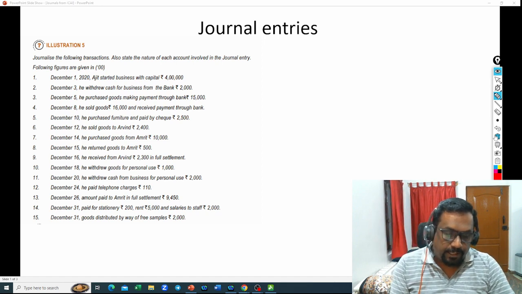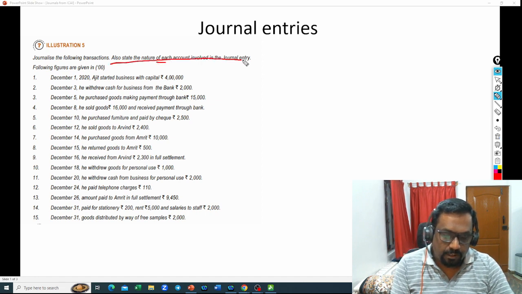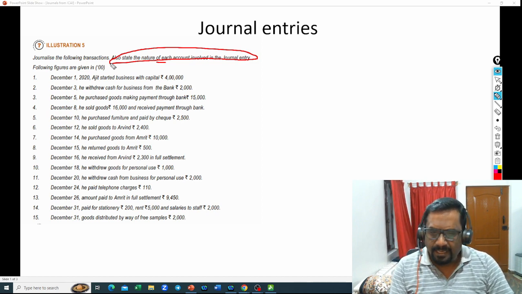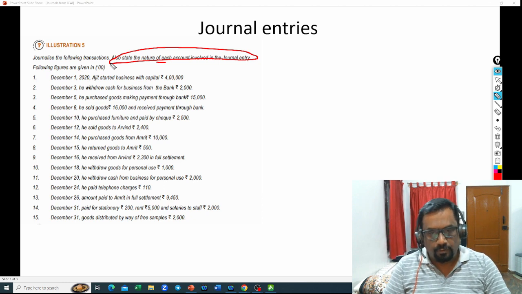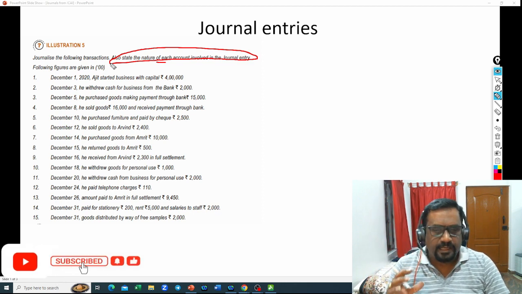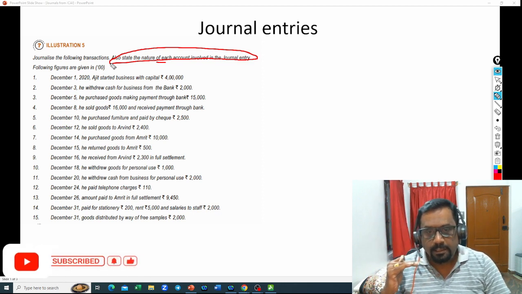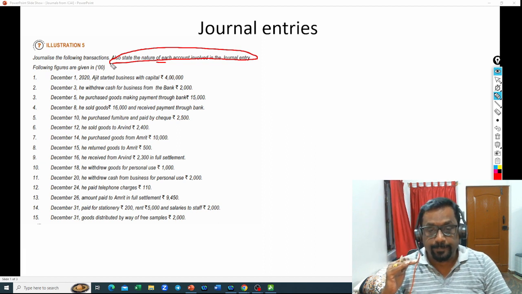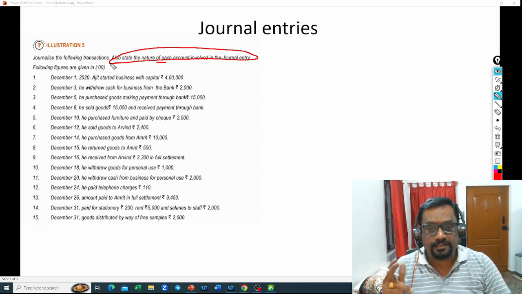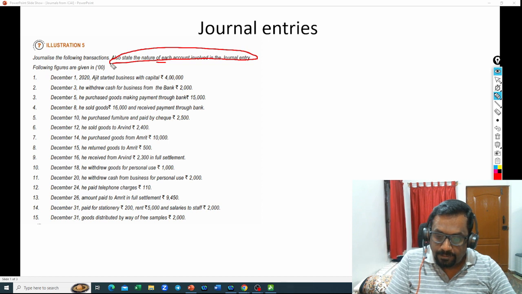Journalize the following transactions. Also state the nature of each account involved in the journal entry. So they are asking us to talk about the nature of the account as well while doing this journal entry. Whenever I explain journal entries, I explain what comes in, what goes out, what type of account, and what the golden rule is, in detail, so that fundamentally you are very strong in preparing journal entries. That is the intention behind it. You can see in the Institute material as well that the Institute first asks you to prepare the journal entries, but also to tell what type of account it is. So you need to be very careful while preparing the journal entries.